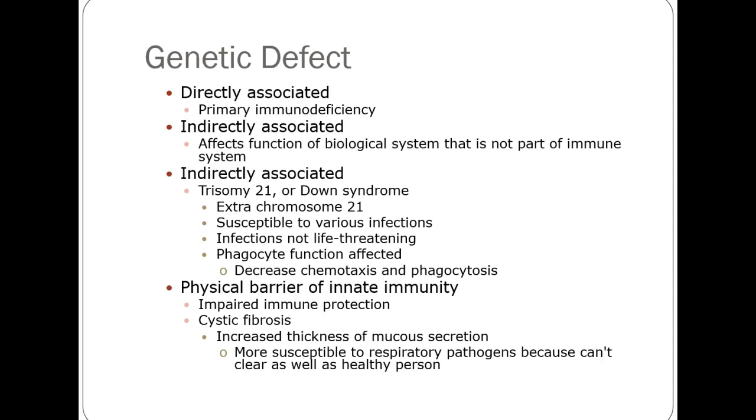We can also have a genetic defect of the physical barrier of innate immunity. Something like cystic fibrosis. We see an increased thickness of the mucus secretion, and it makes them more susceptible to respiratory infections.